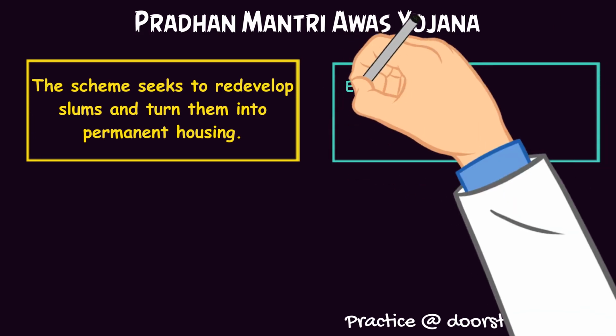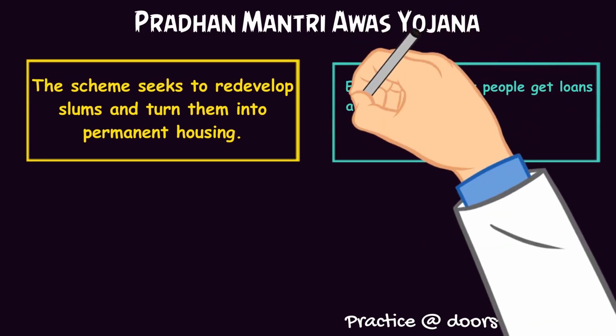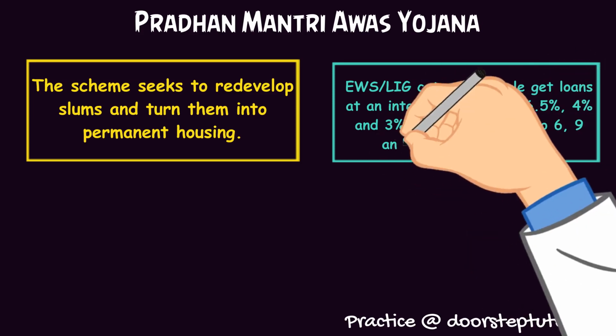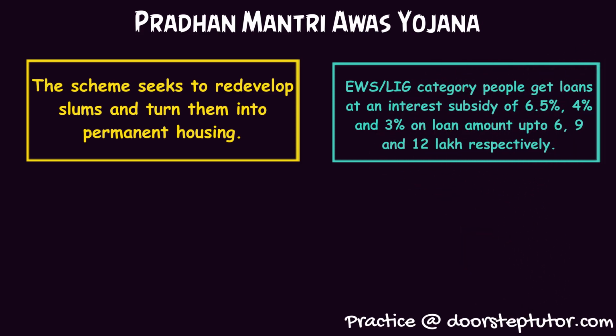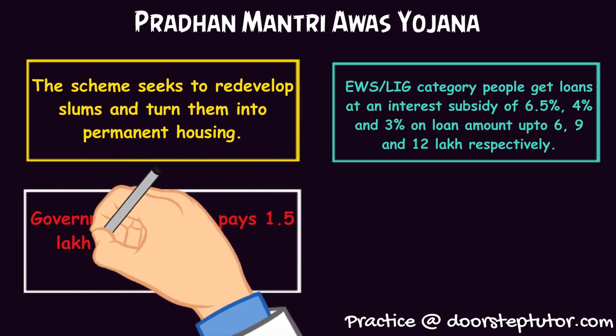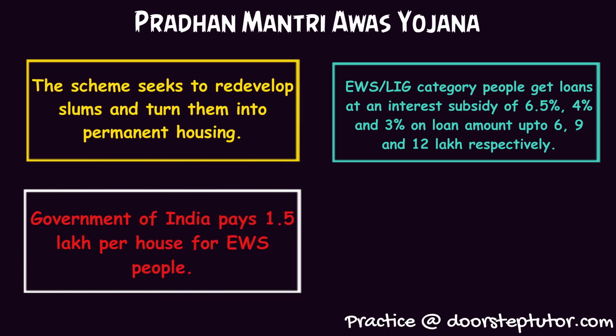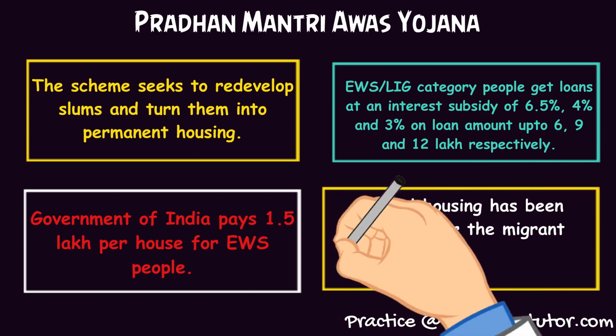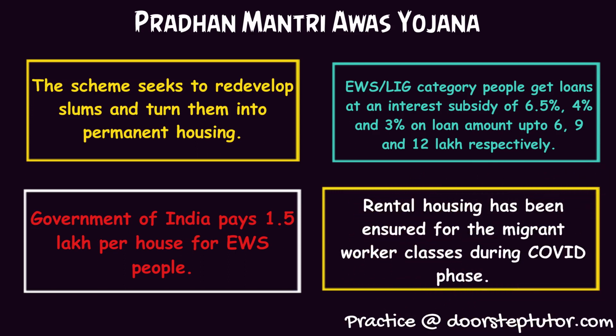Those who belong to the economically weaker section or lower income group get an interest subsidy of 6.5% for loans up to 6 lakh rupees, 4% subsidy for loans up to 9 lakh rupees, and 3% subsidy for loans up to 12 lakh rupees. For economically weaker sections, the government pays 1.5 lakh per house. The government seeks to invest money into slums so as to turn them into permanent housing for migrant workers. Rental housing has also been brought up recently during the COVID phase, as the migrant workers who had left during the lockdown have to be encouraged to come back.